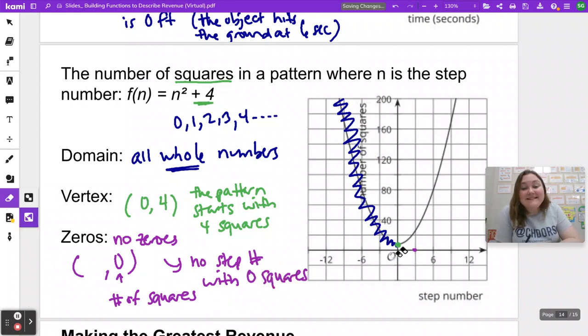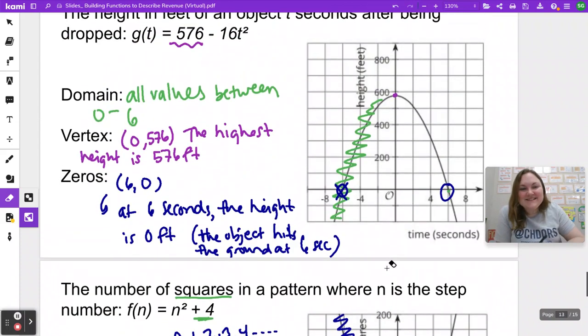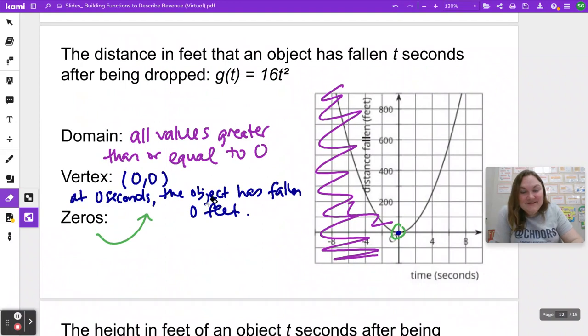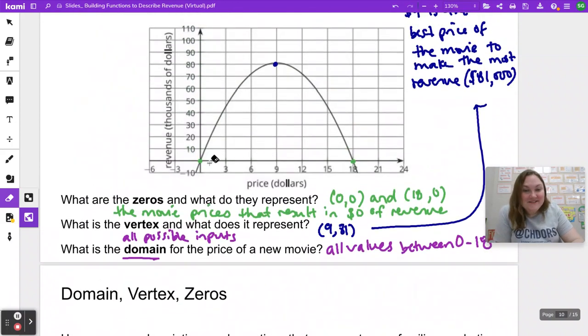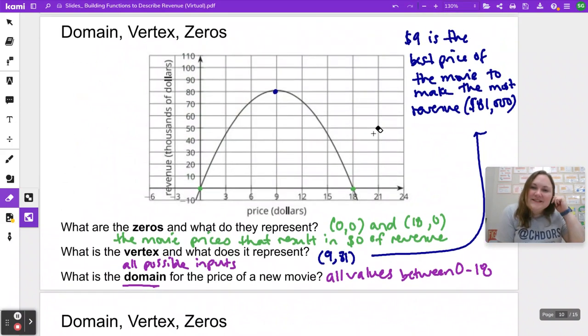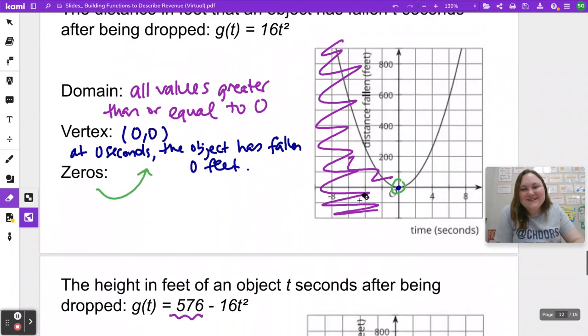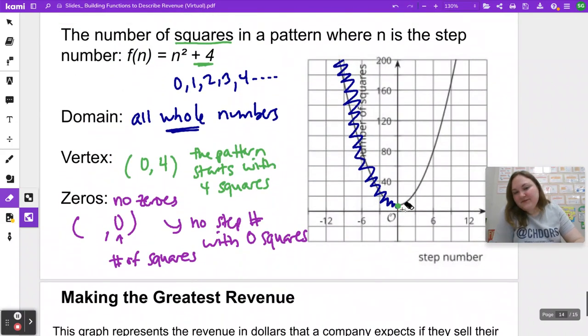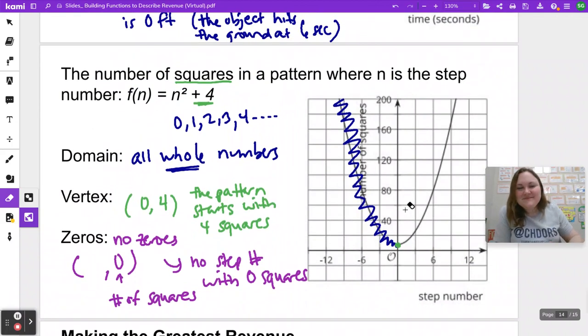Please know that that is an option of something that could happen. You can have a graph that has no zeros, like this one. You can have a graph that has 1 zero, like this one here, or above this one. Or you can have a graph that has 2 zeros, like the one we had done with revenue. I'm using the word zeros, but it's interchangeable with x-intercepts, right? This graph has 2 x-intercepts. This graph has 1 x-intercept. And this graph has no x-intercepts.